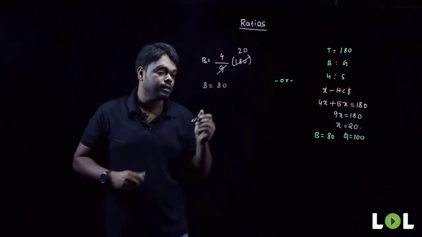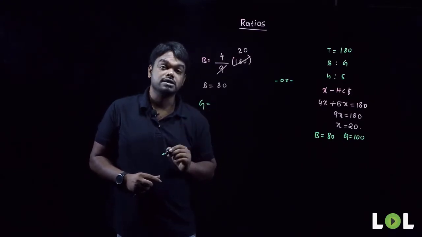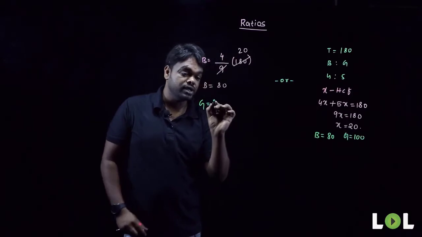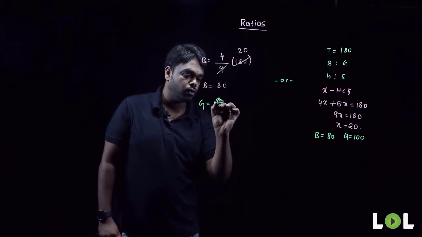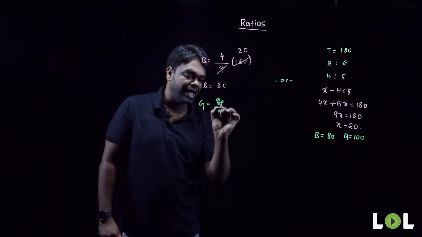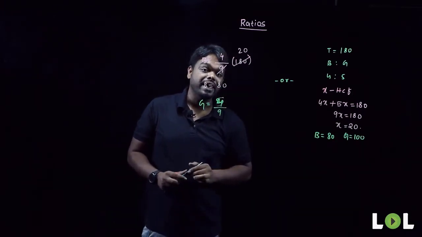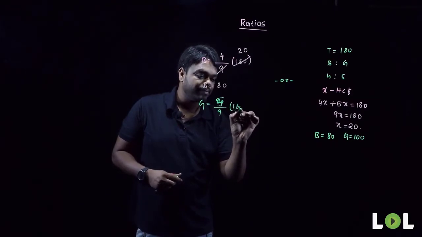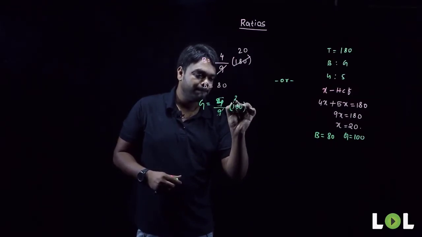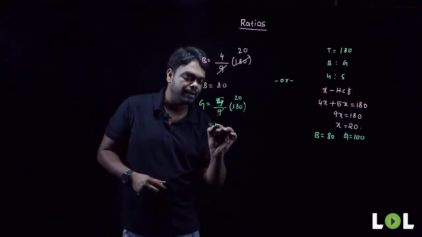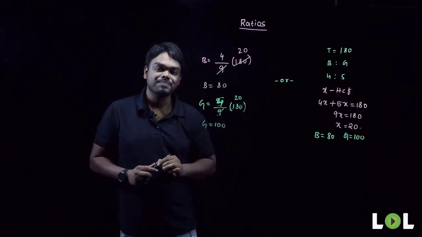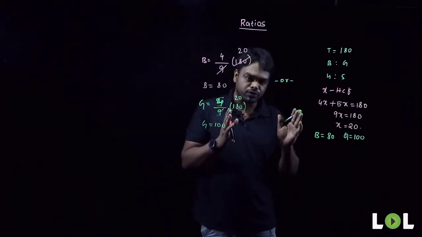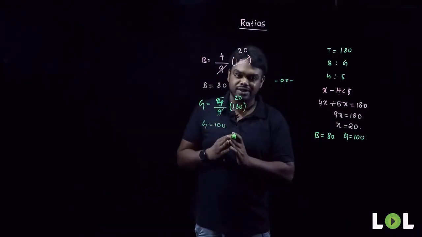Likewise, if you want to calculate girls, 5 out of every 9 students are girls. So of the total 180, again 9 into 20, 5 into 20, 100 are girls. So using either of the ways, you can calculate the number of boys and number of girls, in this case or in this case.